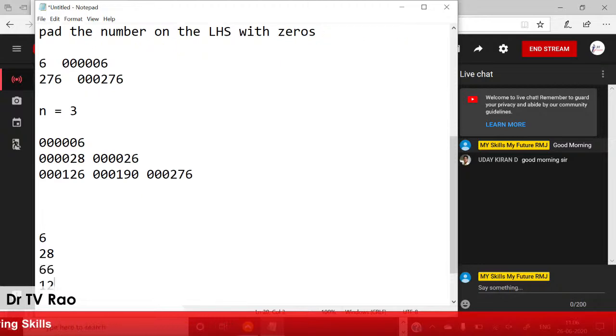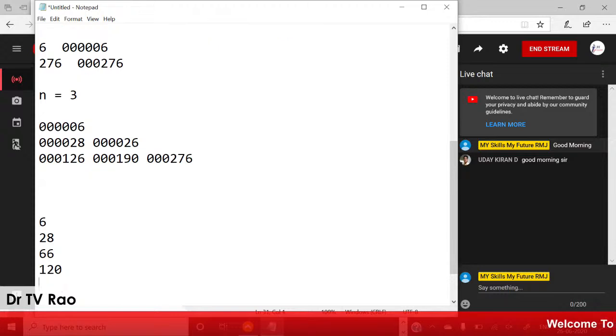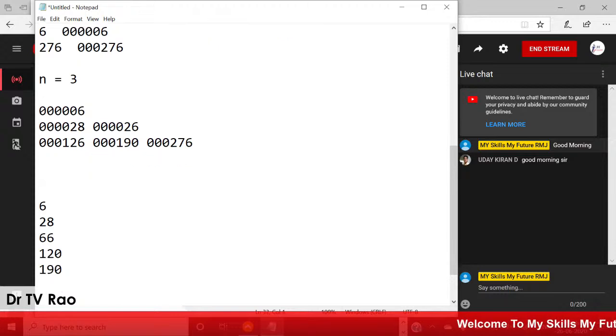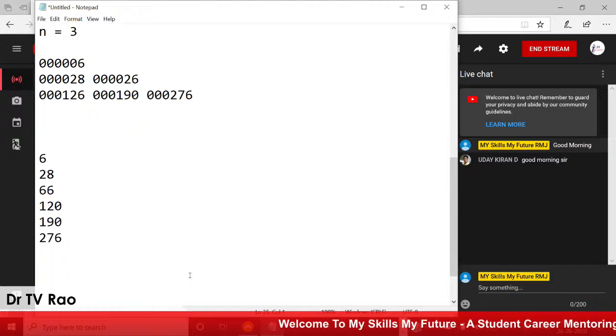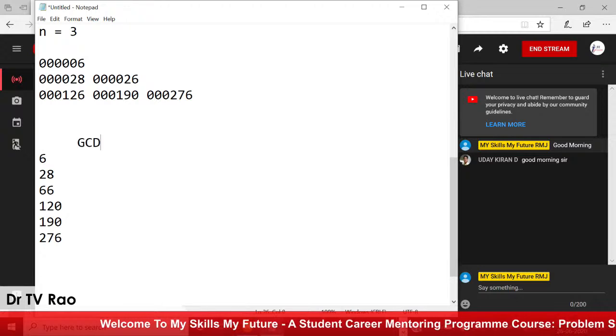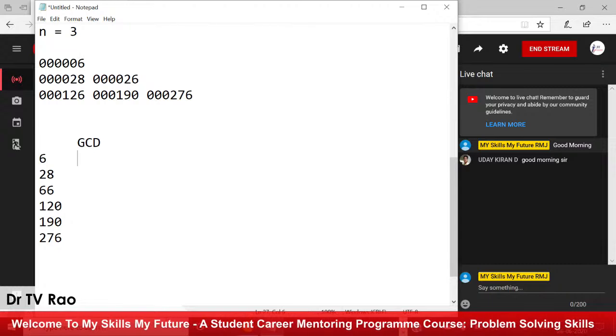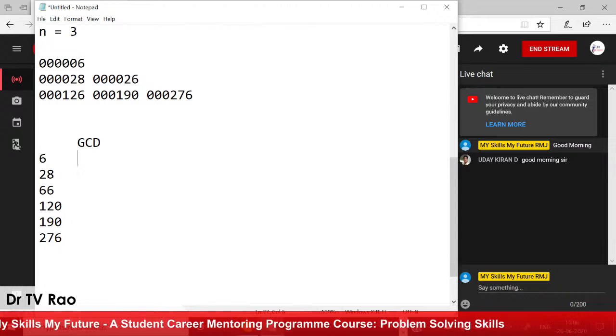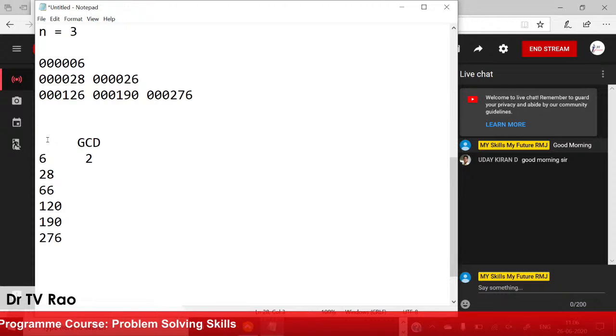We should derive a pattern which generates these numbers. To generate the pattern, first find out the common factor among all the numbers, that is GCD. What is GCD? All seem to be even. So 2 is a factor common to all the numbers.